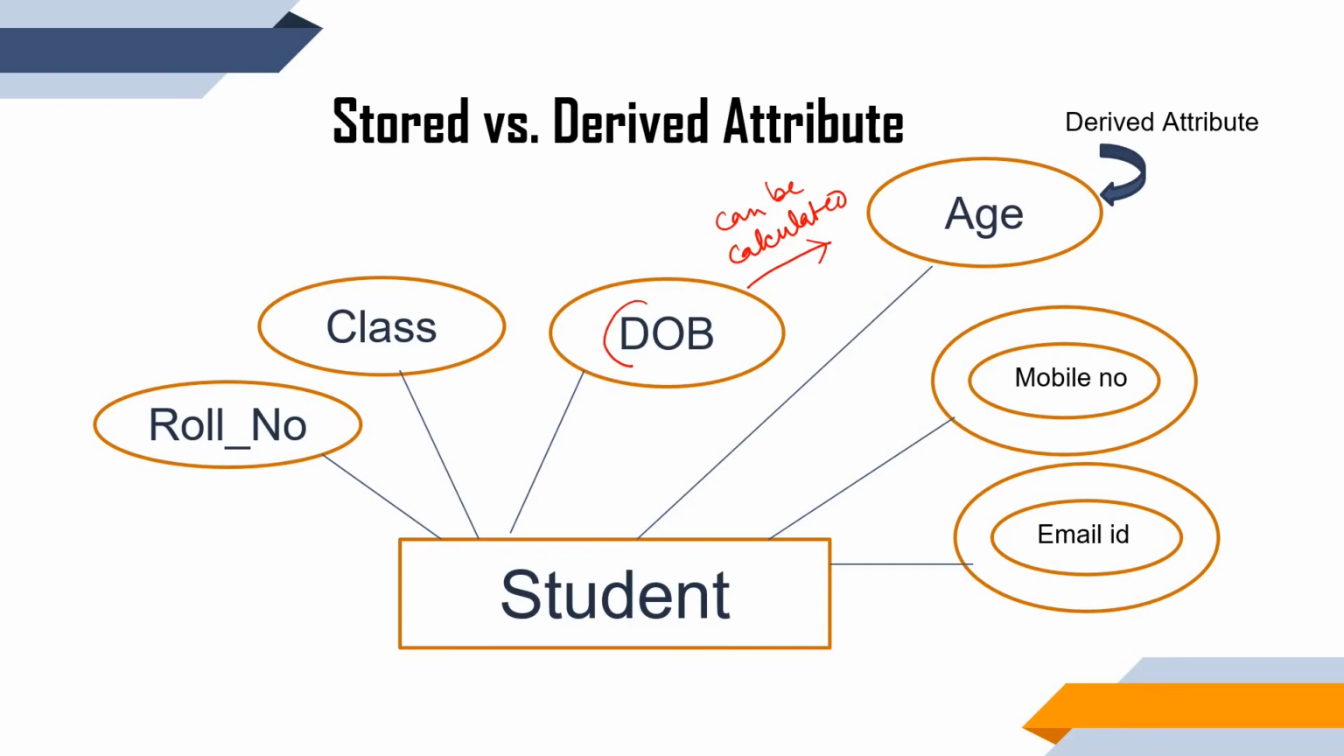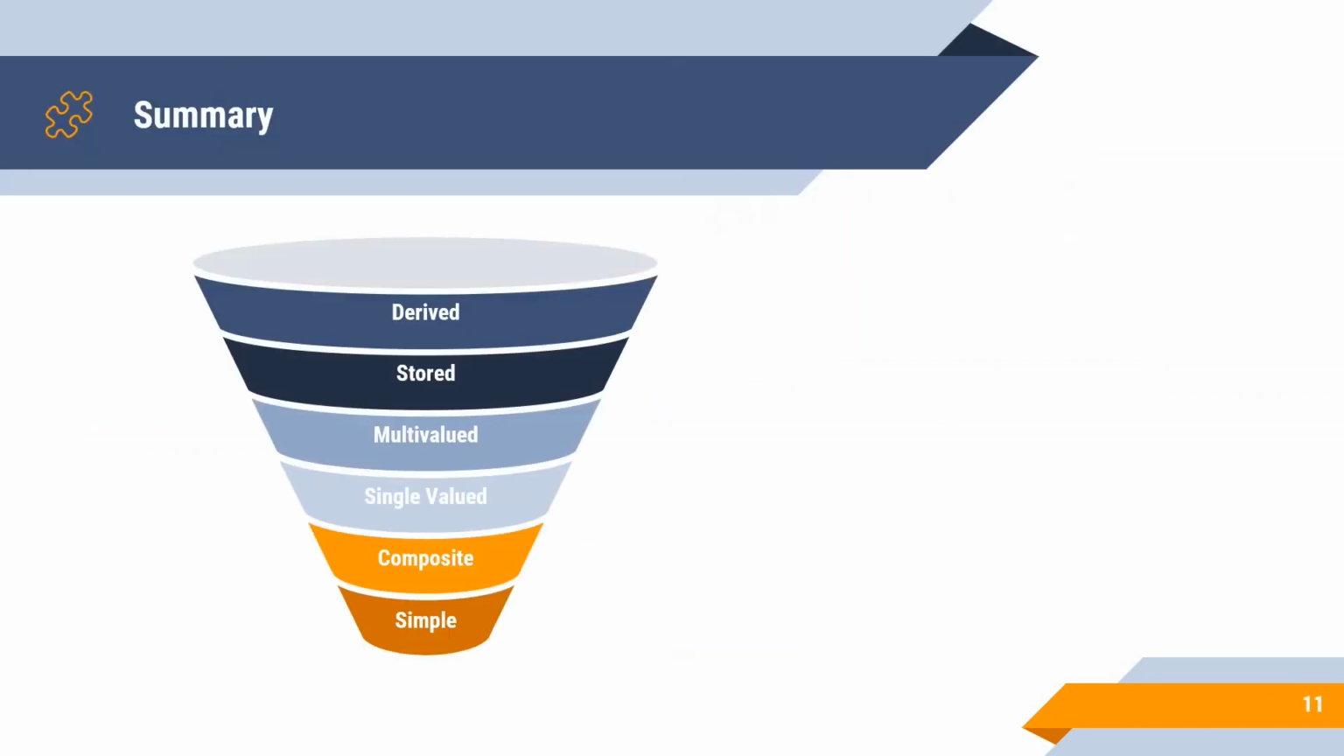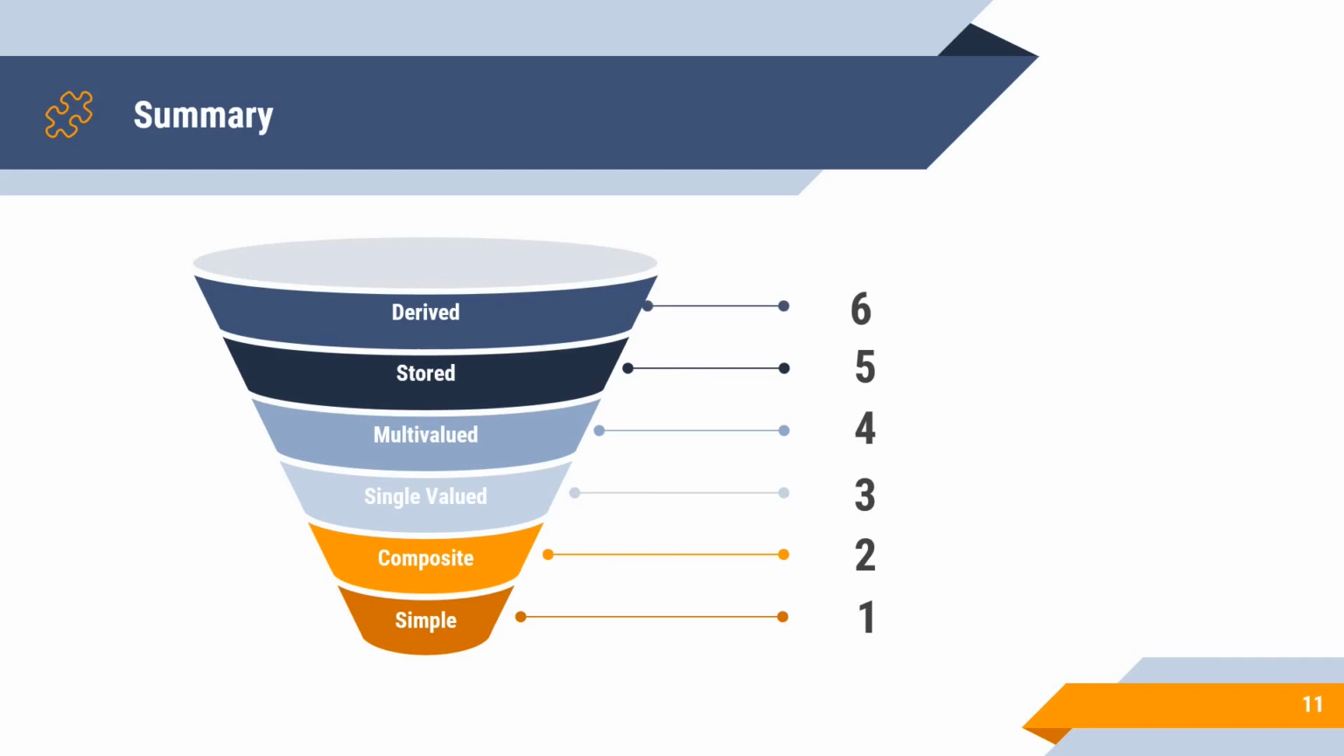So let's summarize, my dear students. In this lecture, we have discussed simple attributes and composite attributes. Simple: roll number, class, date of birth. Composite: address. Single valued attributes are the same: roll number, class or date of birth. Multi-valued attributes are mobile number and email ID. Stored attributes are roll number, class, date of birth. And derived attributes are age.